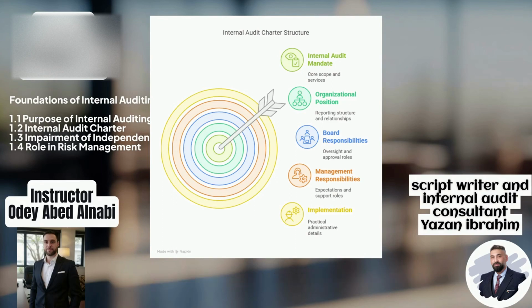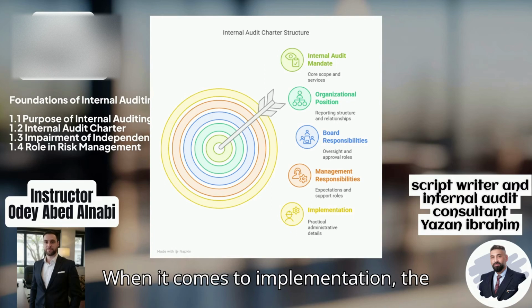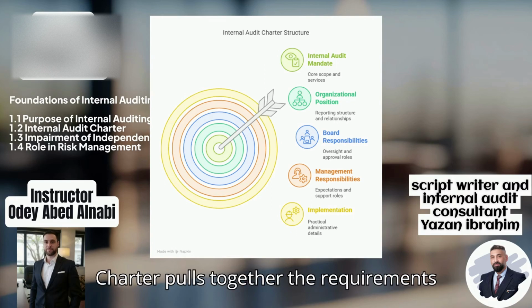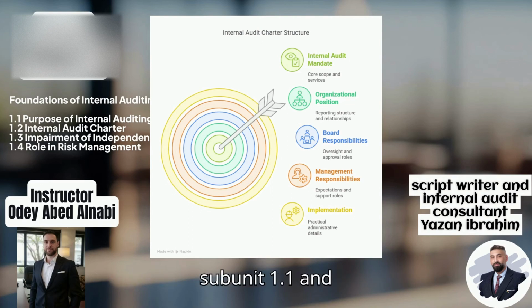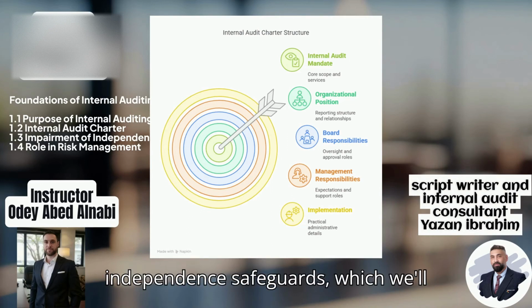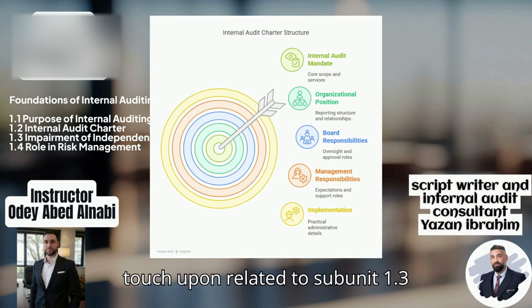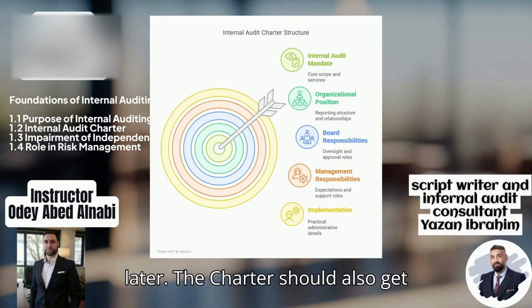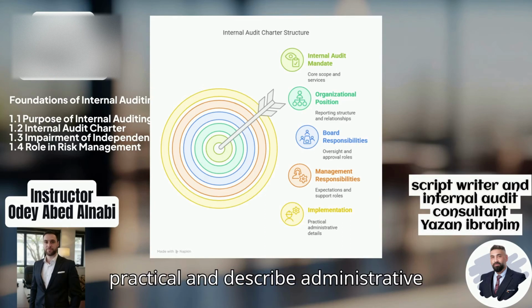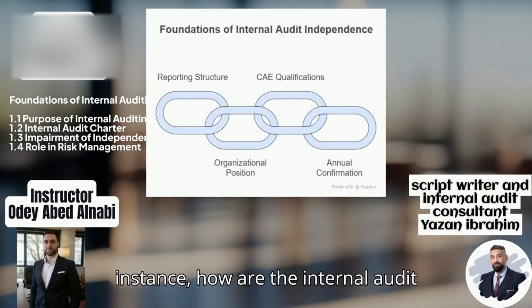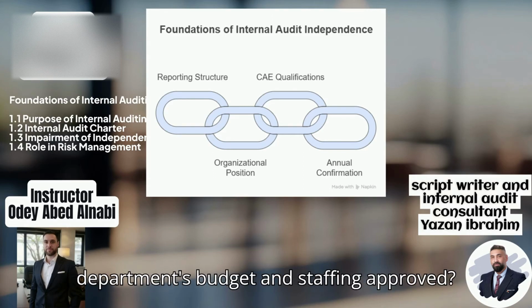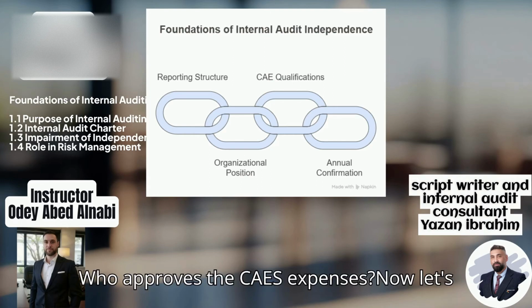When it comes to implementation, the charter pulls together the requirements we've discussed regarding the mandate, subunit 1.1, and independence safeguards, which we'll touch upon related to subunit 1.3 later. The charter should also get practical and describe administrative reporting responsibilities. For instance, how are the internal audit department's budget and staffing approved? Who approves the CAE's expenses?